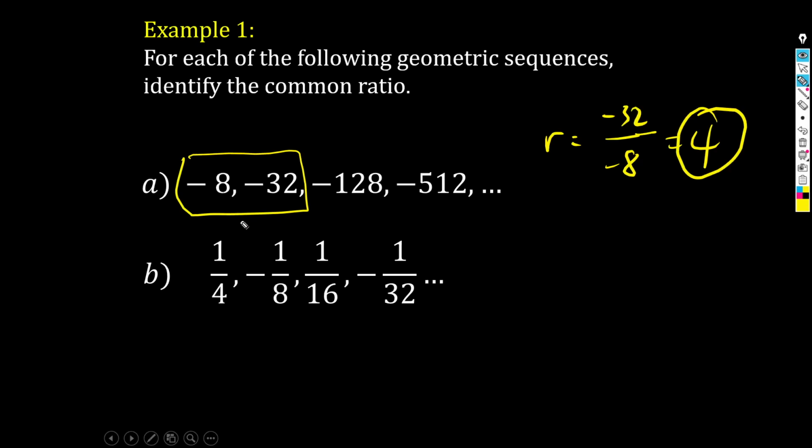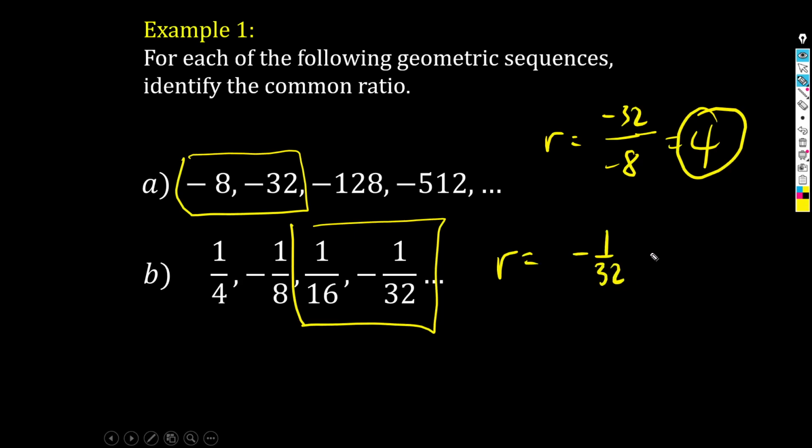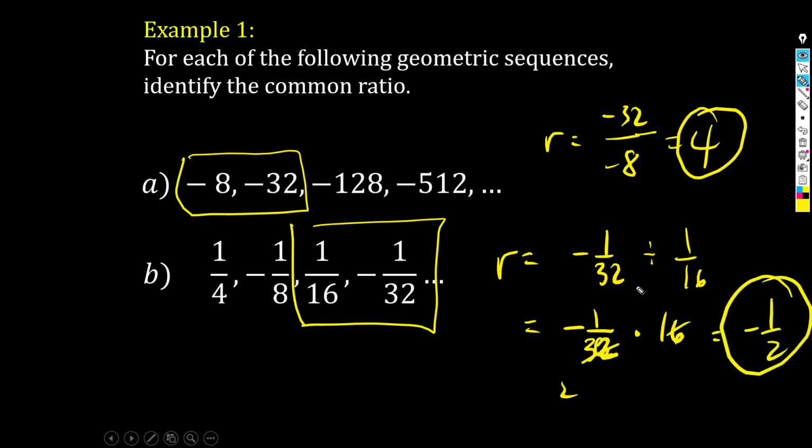And for the second one, again, you can pick any pair here. Ito, try natin to. Itong pair na to. So r is equal to negative 1 over 32 divided by 1 over 16. Basic operations on fractions. I take the reciprocal of my divisor. That's supposed to be 32 in front. And then I multiply that by 16. Tanggal natin dyan, matitira 2. So it's negative 1 half for the second one.